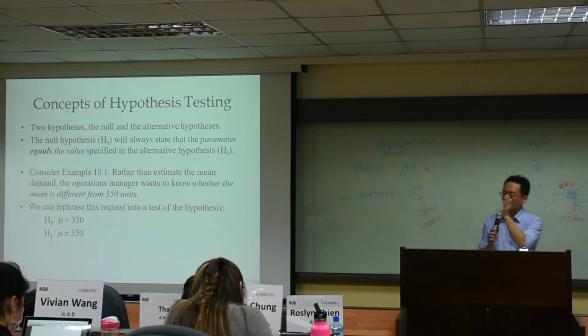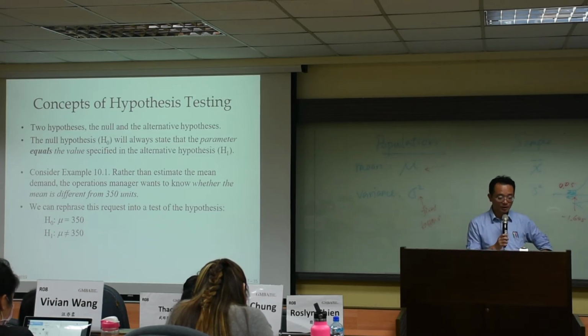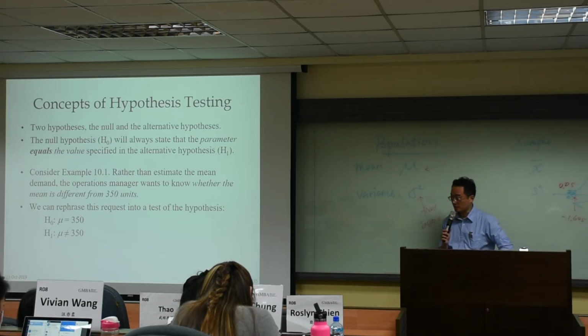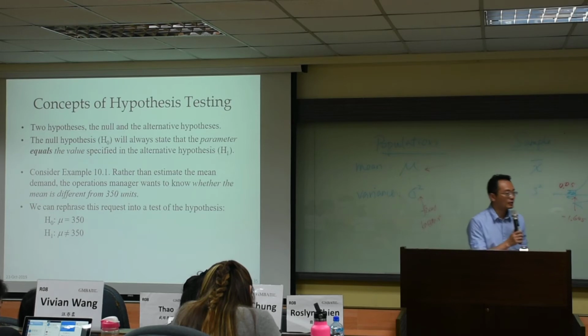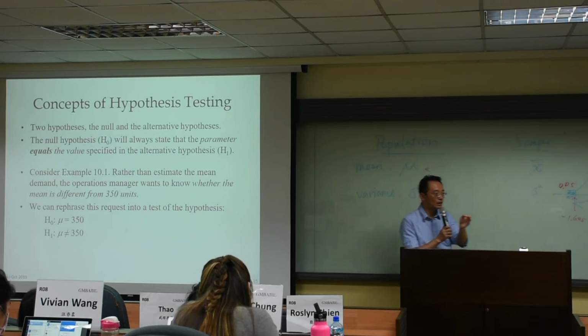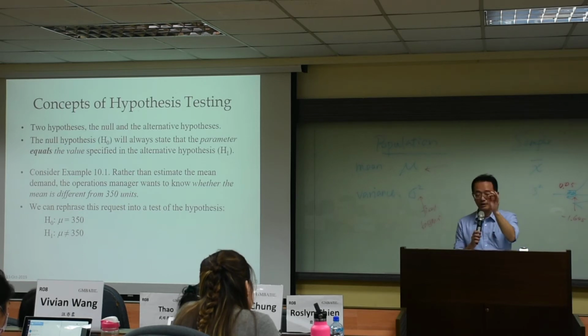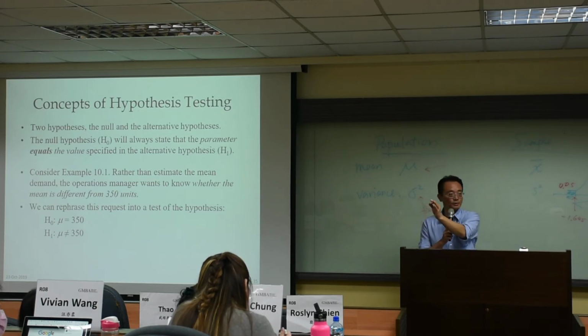And since now we are talking about statistics, the null hypothesis, H0, will always state that the parameter equals the value specified in the alternative hypothesis, which is H1. Because we are talking about statistics, we must have some numerical values, and these numerical values will definitely appear in H0 and H1. Typically we will set the equality in the null hypothesis. We'll say H0 will be something equal to a specific value.